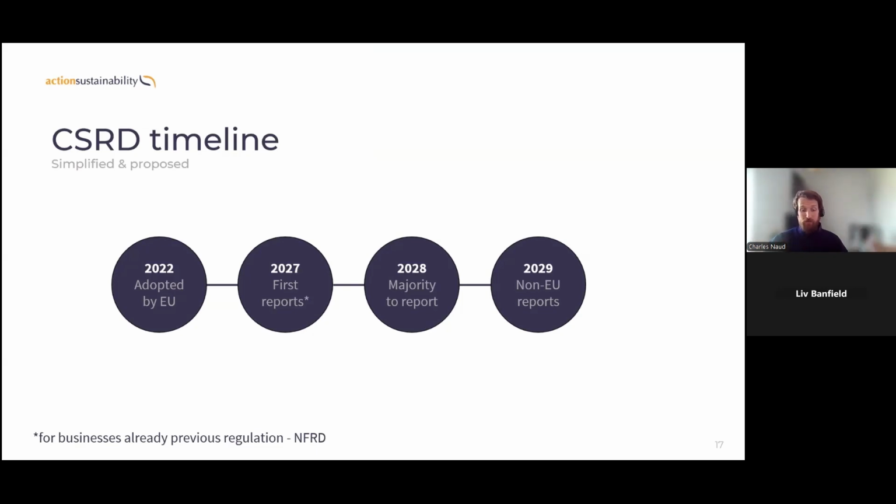Initially, it was covering about 50,000 businesses. I think Liv mentioned it. That's been reduced in scope. It's been watered down a little bit. And the timelines are being pushed back. So this is my best attempt, or our best attempt, at providing a timeline around CSRD.